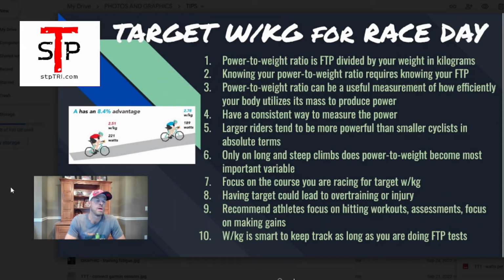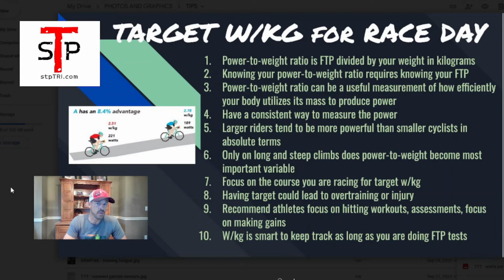Number seven, focus on the course you're racing for target watts per kilogram. There are so many factors with race courses, and no two race courses are the same. Do you have a race course with a lot of turns in it? Ironman Waco had a few turns. If you're stopping and starting and slowing down, it's hard to say that if you hit 2.5 watts per kilogram the entire race, you're spot on. When you slow down going into the turns, your watts per kilogram goes down, and when you try to get your speed back up, your watts per kilogram will spike through the roof. So it's kind of hard, and weather plays a factor.